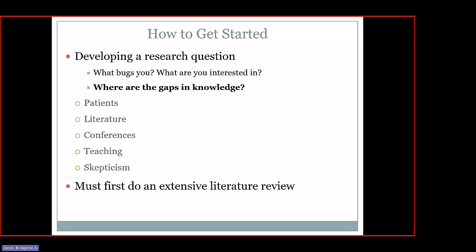There are lots of ways you can figure out what gaps currently exist in knowledge. As I mentioned, one is patients. A lot of times patients ask us questions and we have to tell them, well, we don't really know the answer to this. That might cause you to dig a little more into the literature to see what type of studies have been done already to answer this question. Have there been any studies at all to answer this specific question, or are there additional questions that could be asked to get at the answer for our patients?